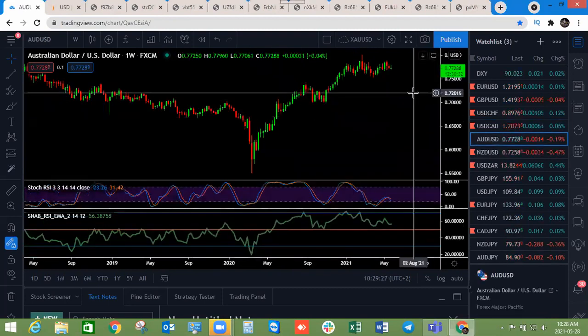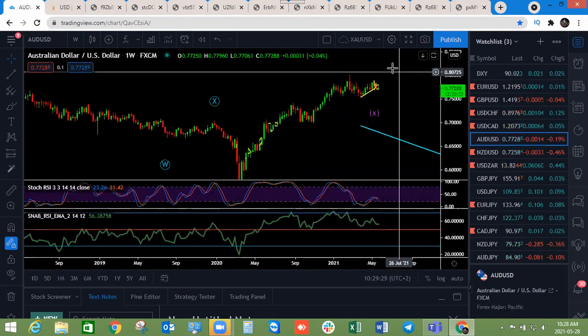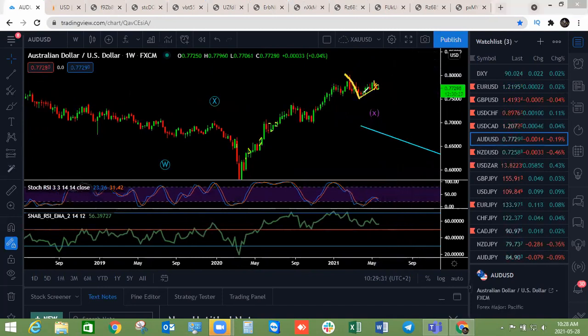Let's go to Aussie US dollar. Aussie US dollar, if you look at this, I'm on the weekly chart. This is 3 waves down. This is 3 waves up. Expect this to do that and then upside. Okay, so that's what we're looking at on Aussie.